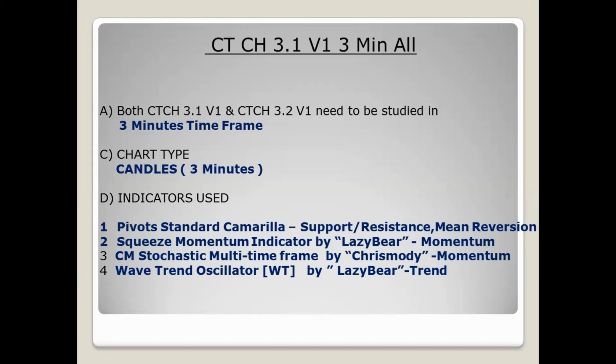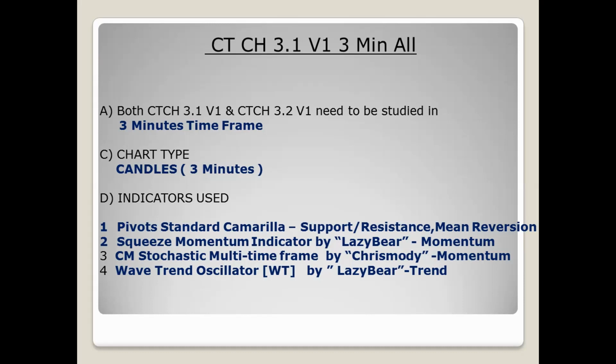These charts are to be studied in a 3-minute time frame. The chart type we are using is candles, and we have 4 indicators. The first one is Pivot Standard Camarilla, which is used for support, resistance, and mean reversal trades. Again, we will not be taking trades based on a single indicator. I am just telling you what kind of indicator it is.